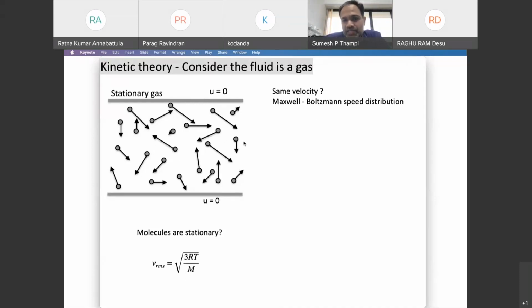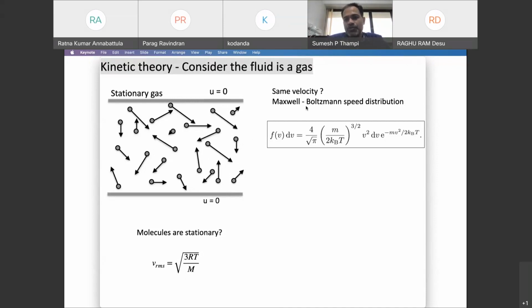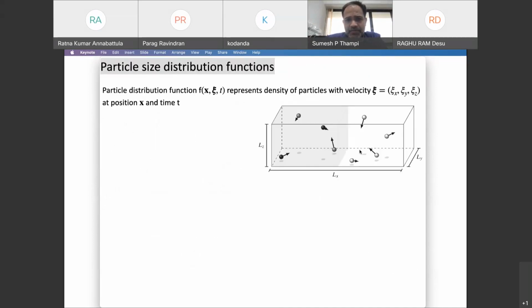These molecules have a velocity distribution, meaning that some of them may have a small velocity, some of them will be moving with very large velocity, and they follow a distribution which is known as the Maxwell-Boltzmann distribution. So this is essentially the mathematical form of the Maxwell-Boltzmann distribution. And this is what happens when they are all static. Let's skip this. Now you have a system, let's say, where the fluid is taken in this particular container.